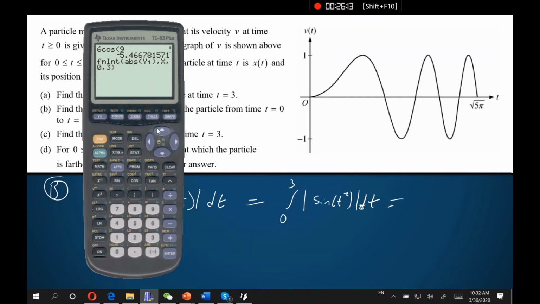Where is the absolute button again? If you go to math number, it's the first option, so ABS. Okay. Thank you. Okay, so this is 1.702.